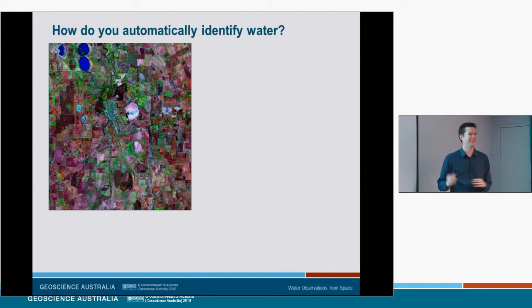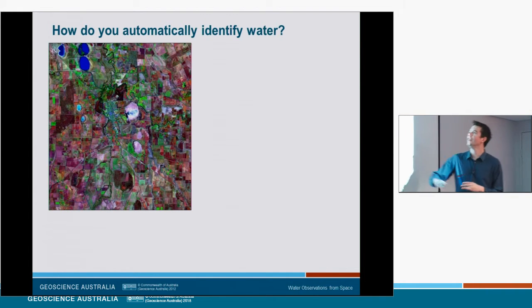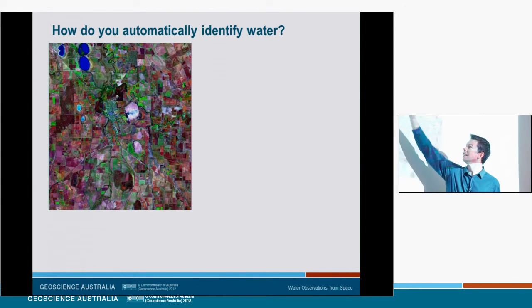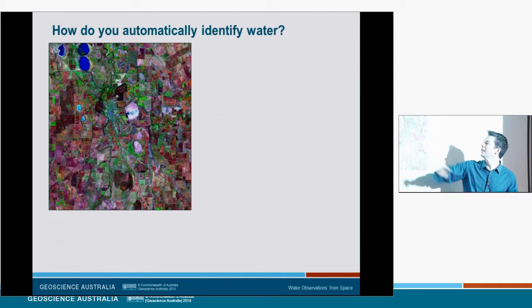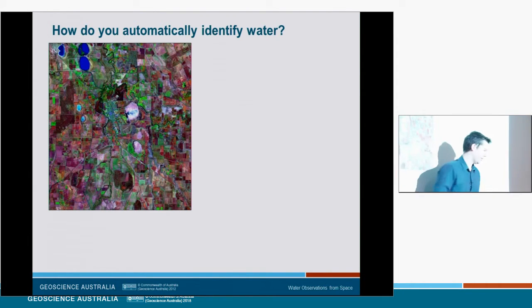Come on, someone have a go. The light blue? That's correct. These blue features up over here are the lakes, and this is the sunny little town of Kerang in Victoria.